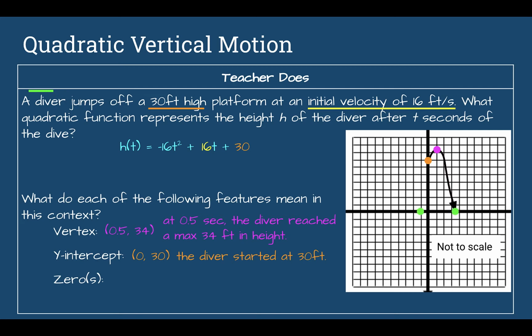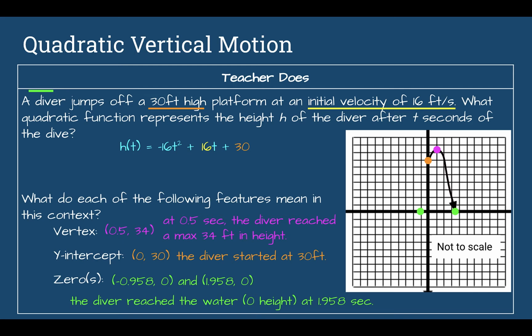And our zeros, where our parabola crosses the x-axis. So in this case, for our model here, it's at (-0.958, 0) and (1.958, 0). Those are the points where the diver reaches the water, where there's 0 height. And it is at 1.958 seconds.